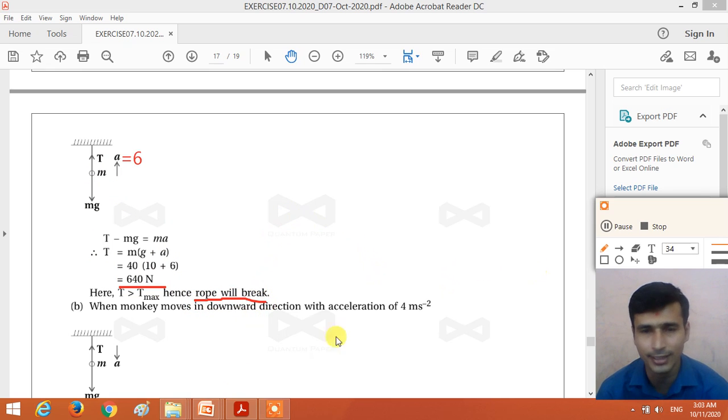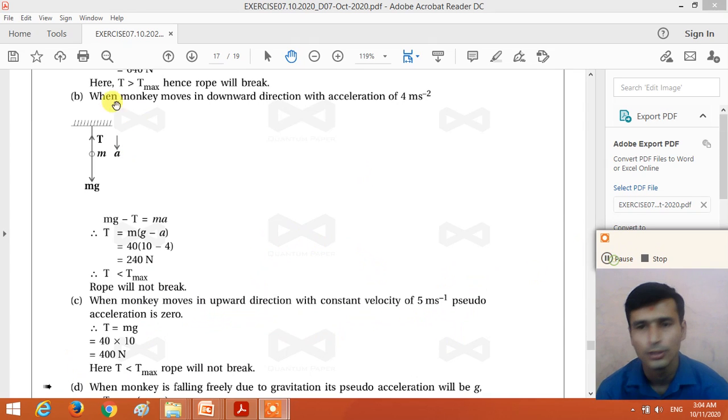So the second case is when the monkey moves in the downward direction with acceleration of 4 meter per second square. In this case, the pseudo acceleration will be in the upward direction, so the weight of the monkey is decreased by a factor ma. So the weight of the monkey is m into g minus a, and we get the weight of the monkey as 240 Newton. So the weight of the monkey is less than the maximum tension, so the rope will not break, right?